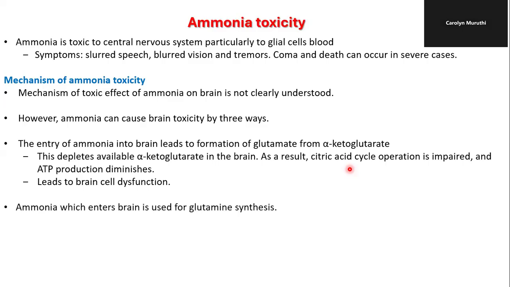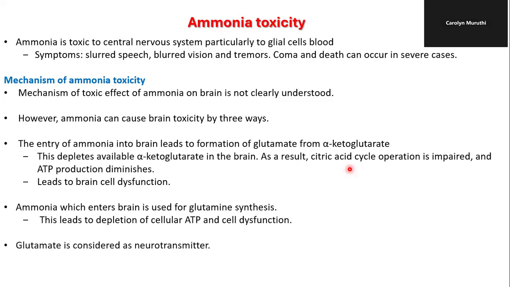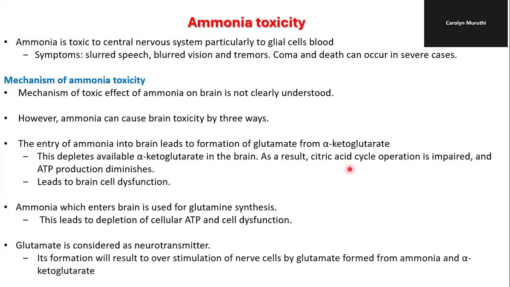Ammonia, which enters the brain, is also used for glutamine synthesis. And this reaction, where we have conversion of glutamate to glutamine, requires ATP. And so if ammonia is converted to glutamine, it will result in depletion of cellular ATP, affecting cell function. Finally, glutamate is a neurotransmitter. And so its formation will result in overstimulation of nerve cells by glutamate formed from ammonia and also alpha ketoglutarate. And overstimulation will result in cell dysfunction.